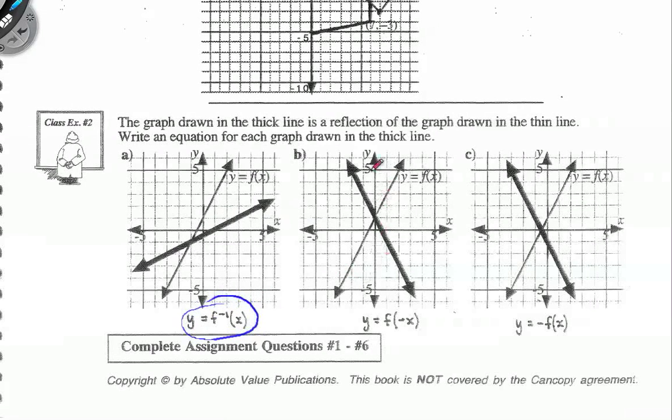This one's been reflected in the y-axis, so x has been replaced with negative x. This has been reflected not in the y, but in the x-axis, because this point here has gone up here, this point has gone down here. So in a reflection in the x-axis, all the y's become negative. If the y's were negative, they become positive. So here y's are negative and they're becoming positive. Here the y's are positive, they're becoming negative. So they're all changing sign.